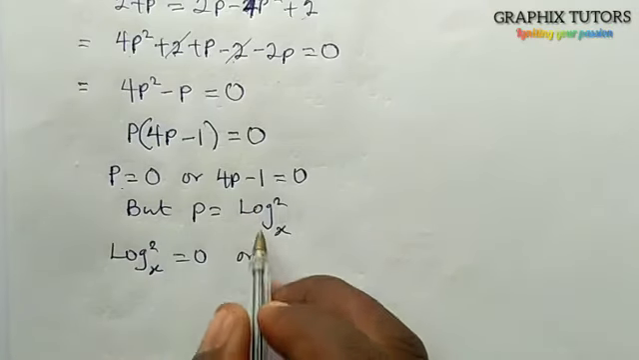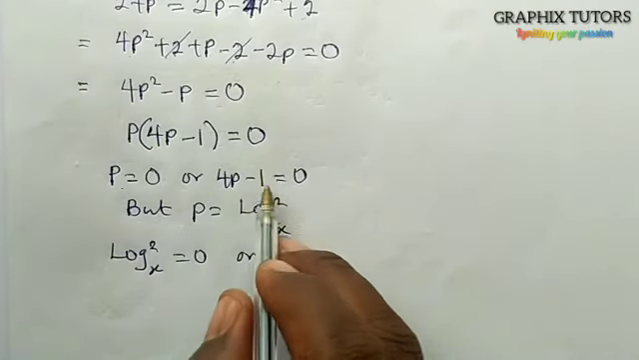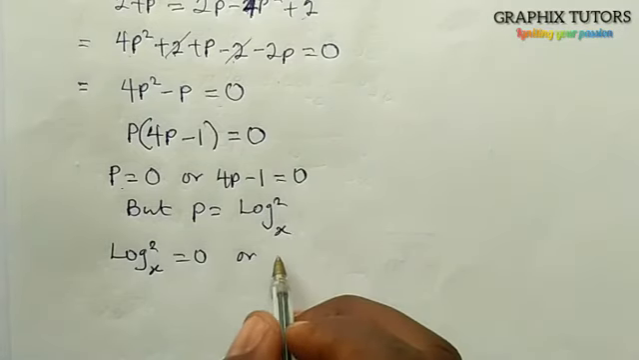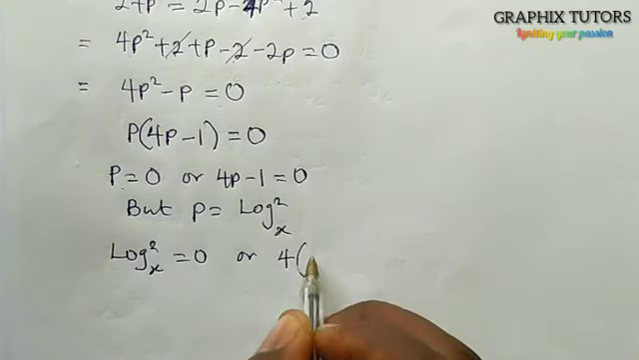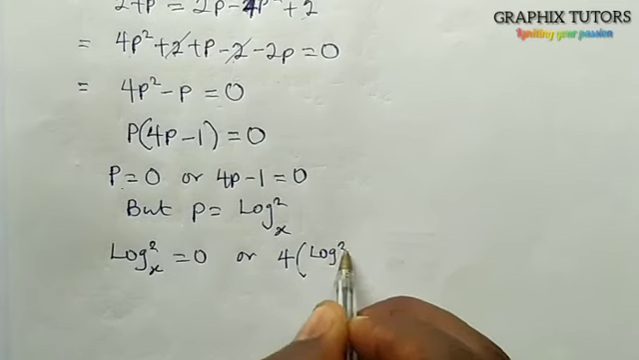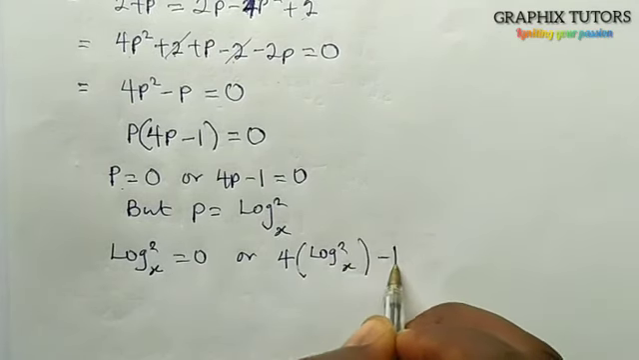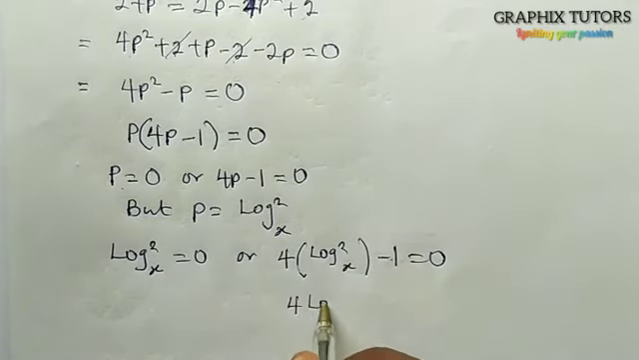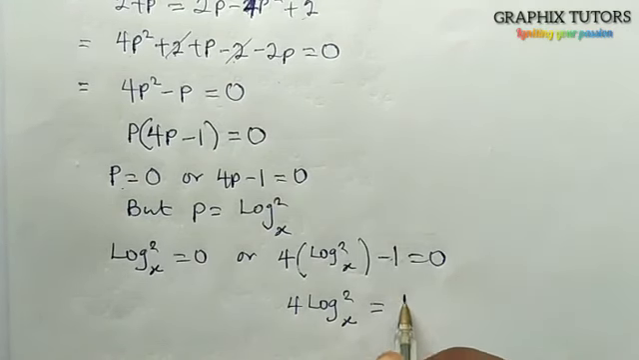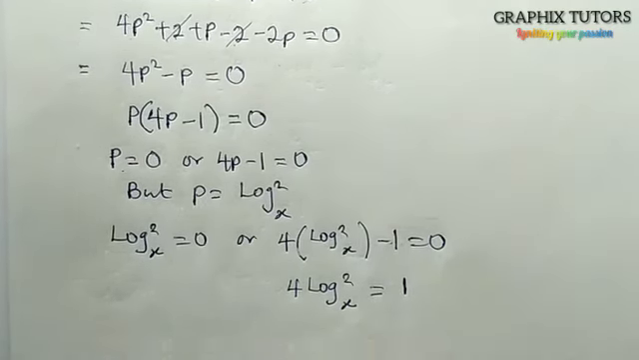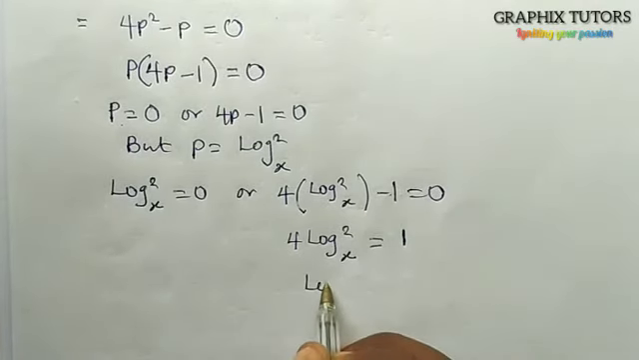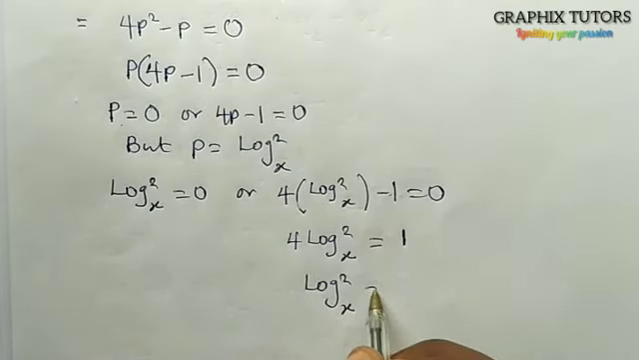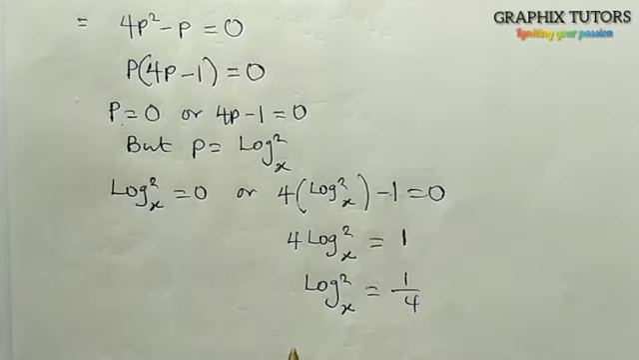from this place here now, if I break this one down, I'll be having 4 into bracket log 2 to base x minus 1 is equal to 0. So in this case, if this minus 1 is coming here, it will give me 4 log 2 to base x is equals to 1. If I divide both sides by 4, it's going to give me log 2 to base x is equals to 1 over 4. Right?